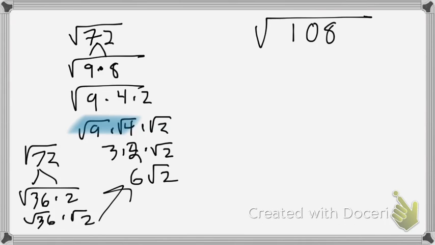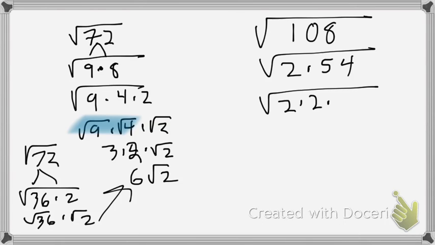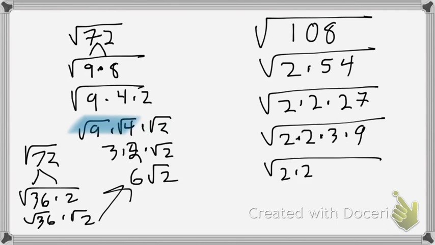So look at the square root of 108. We're just running through multiple problems here. Now, what I'm going to do here is break everything down to prime numbers. I'm just going to show you another way of doing this. The square root of 108 is the square root of 2 times 54. Then I'm going to break 54 down to 2 times 27. Then I'm going to break 27 down to 3 times 9. Then I'm going to break 9 down to 3 times 3. So notice I have 2 2s and 3 3s.